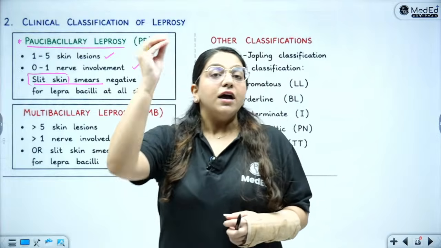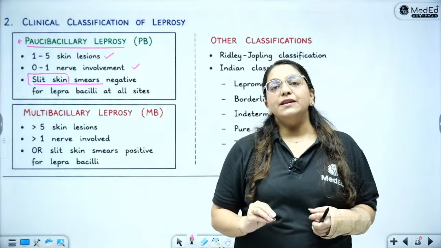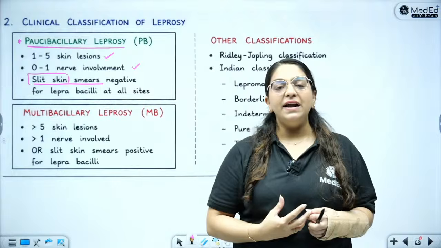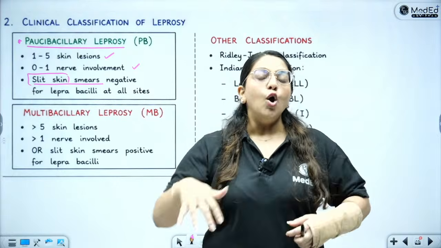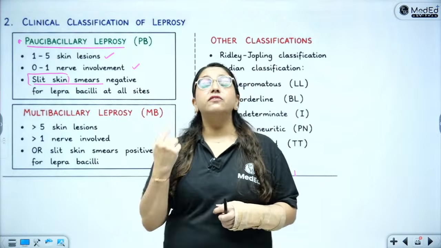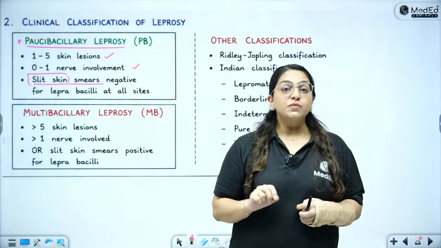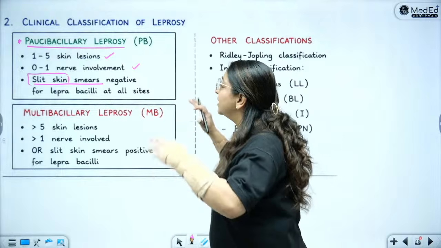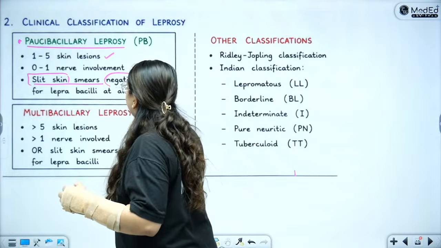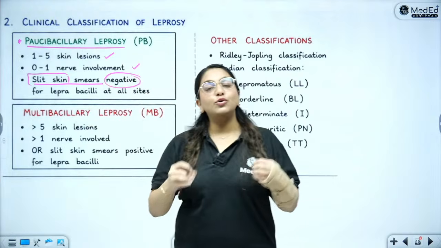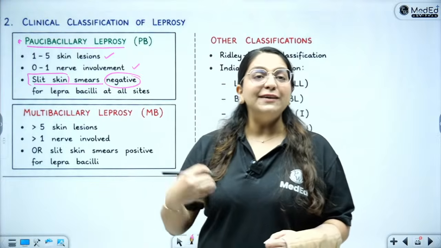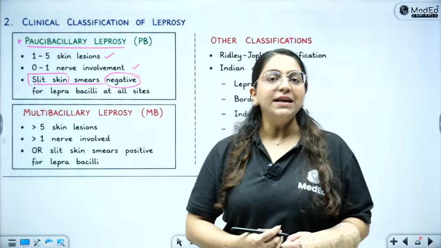Okay. So in paucibacillary leprosy, there are going to be less lesions in the person. Overall in the body, we will find less than 5 lesions. Overall, there will be less than 1 nerve involved in the person. And also when we do the slit skin smear, we will find that all the samples are going to be negative. So we will not be able to detect the bacterium in the slit skin smear. So it is very difficult to detect paucibacillary leprosy.